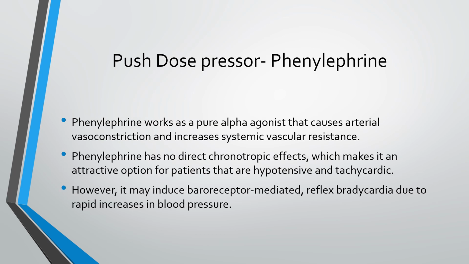Push dose phenylephrine. Phenylephrine works as a pure alpha agonist that causes arterial vasoconstriction, increases systemic vascular resistance. Phenylephrine has no direct chronotropic effect, which makes it an attractive option for patients who are hypotensive but very tachycardic. We have to look and realize whether a patient is tachycardic due to shock or they have some underlying issues.